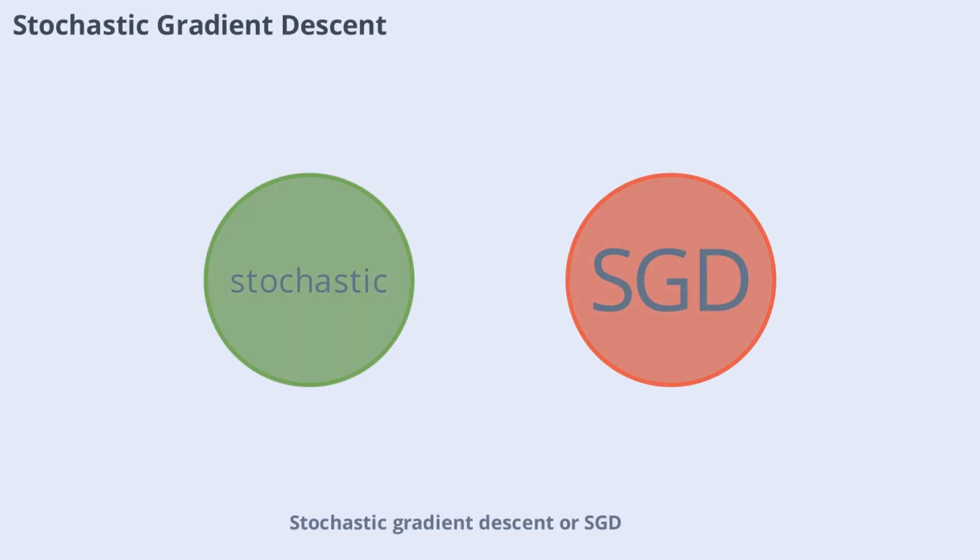Stochastic gradient descent, or SGD, updates the parameters using only one data point at a time. This makes it much faster and more scalable for large datasets, but it introduces more noise into the updates.